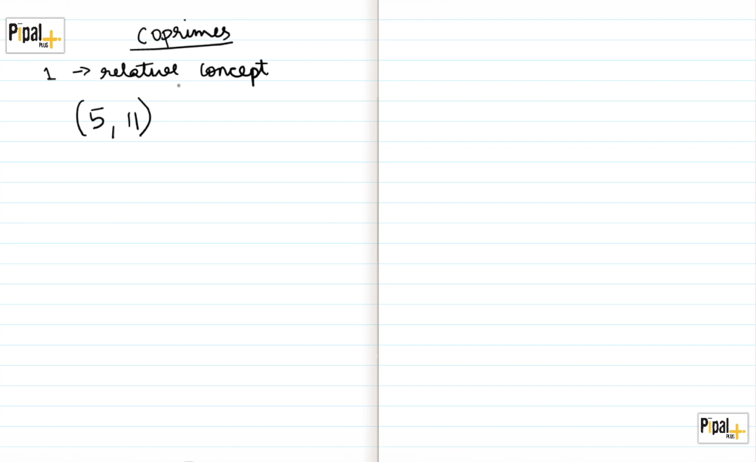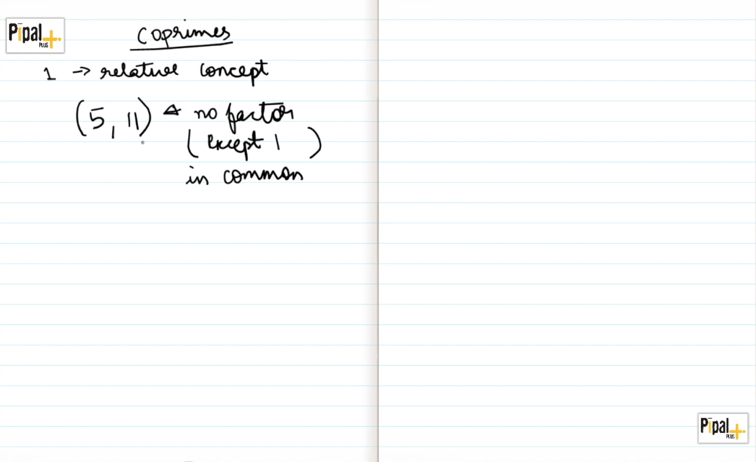So coprimes is a relative concept, and coprime as a concept says that two numbers which have nothing in common, no factor in common, are called coprimes. Now what I'd like to clarify is I'm going to rule out 1 from here, because 1 is a factor which is common to each and every number, even all the primes, right? So we have to rule out 1. We have to discard 1 from this discussion.